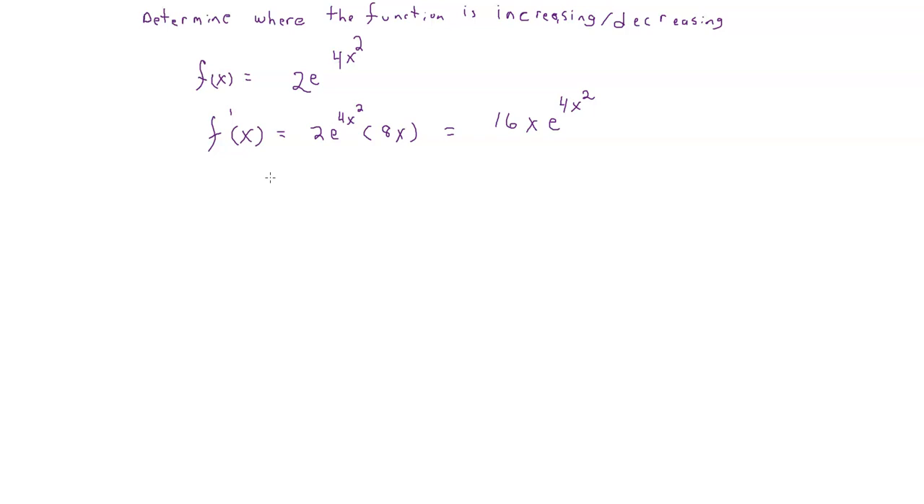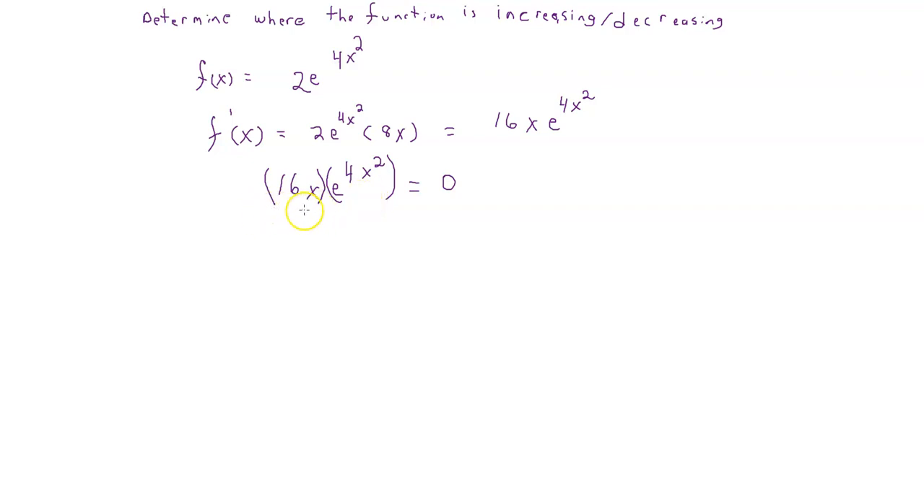So now what I want to do is take this derivative function and set it equal to 0. Now I could use logarithms and actually solve for x here, but I really don't need to. I can take a shortcut. So let's reason this out. This is a product of 16x times e to the 4x squared. Now e to the 4x squared is always positive. E is a positive base, and I'm raising it to a power. So that's always going to be a positive number.